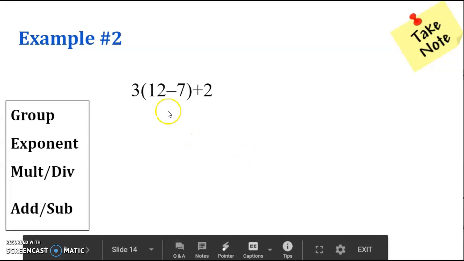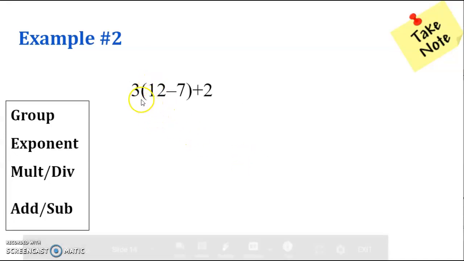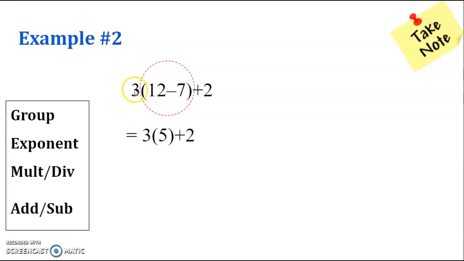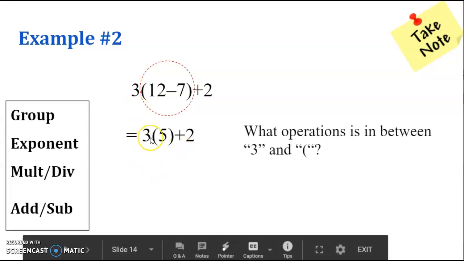Okay, all right, example 2. What about in this case? You have 12 minus 7 in parentheses, and then 3, and then 2. Which is the highest order? Okay, do we have any grouping symbol? Yeah, that's the parenthesis. So we need to evaluate that first. 12 minus 7 is 5, and then multiply that by 3, and then add 2 to it.